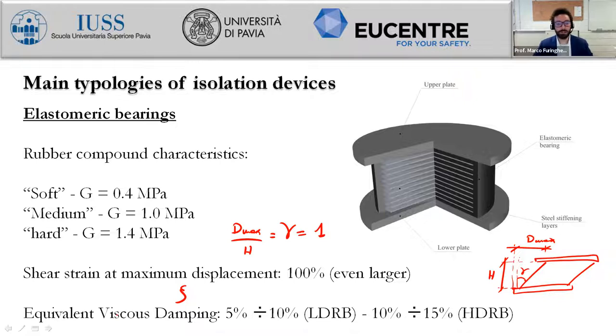These particular devices have actually a constant value of equivalent viscous damping, and it is given by the producer because of the rubber compound which is used by the producer and the overall setup of the device. So we can consider a fixed value of damping for the purely elastomeric bearings.